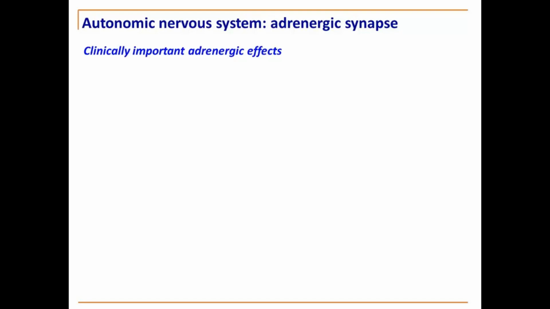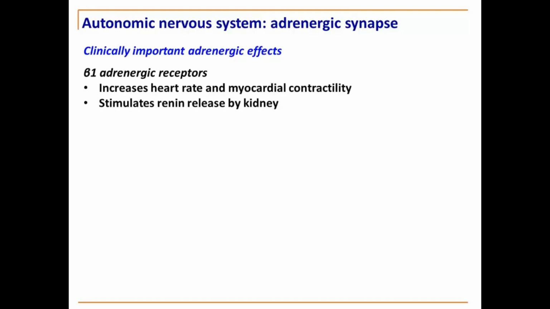So the important adrenergic effects. If noradrenaline or adrenaline binds to beta-1 adrenergic receptors, that increases your heart rate and increases myocardial contractility. In other words, it increases heart rate and stroke volume, and therefore cardiac output is also increased. It also stimulates renin release by the kidney. Renin, remember, is involved in your renin-angiotensin-aldosterone system and in long-term blood pressure regulation.